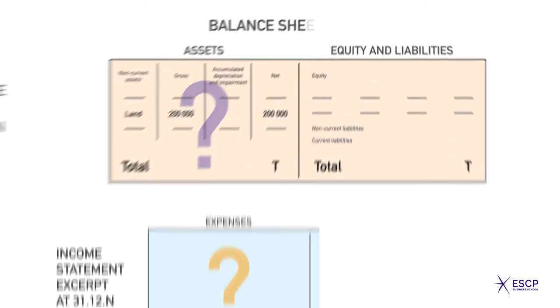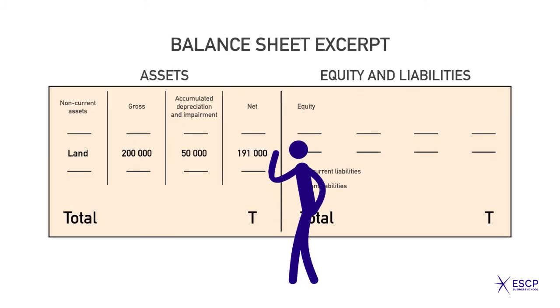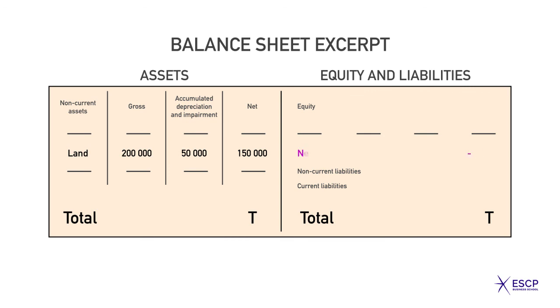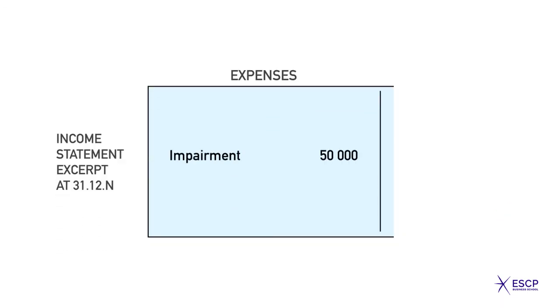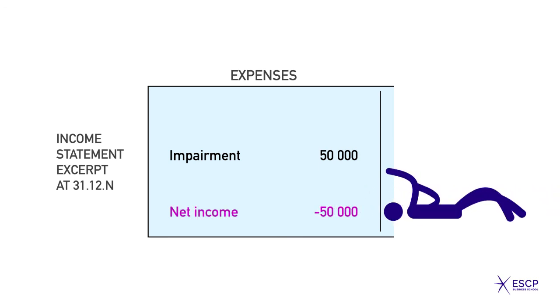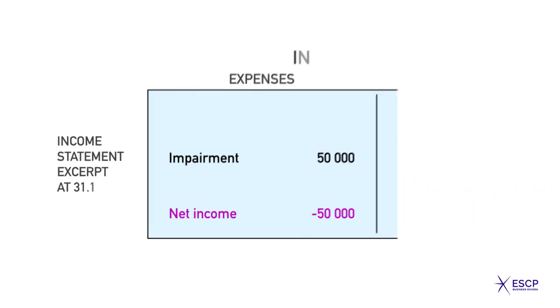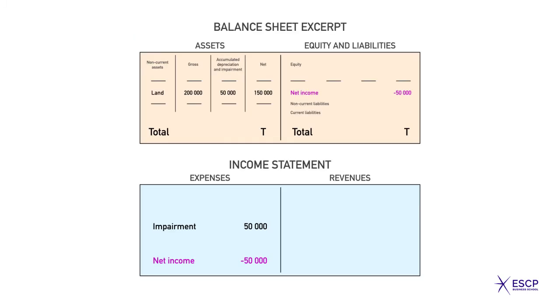The value of the land decreases by $50,000 on the balance sheet due to the recording of an impairment loss, and expenses increase in the income statement by the same amount. However, the impairment is reversible. It may change at a later date if the recoverable amount in a new impairment test exceeds $150,000.